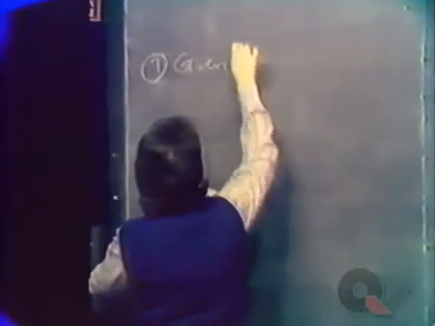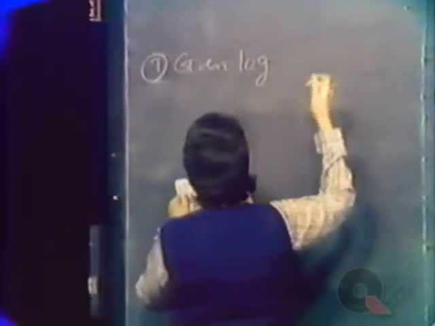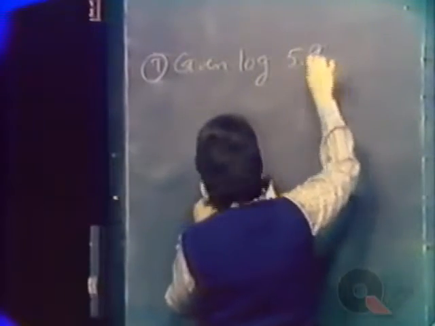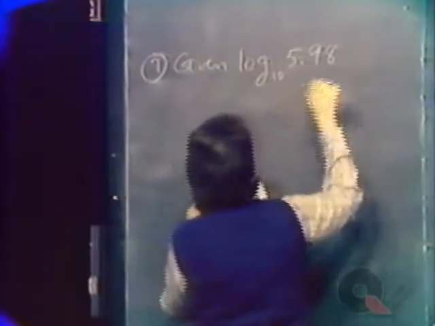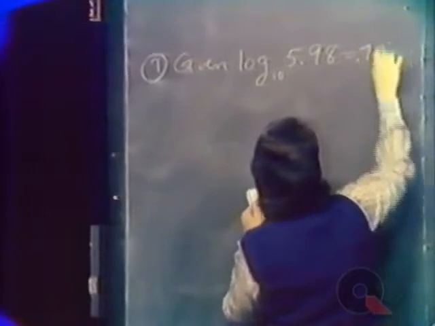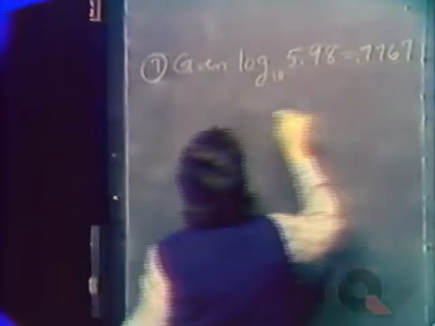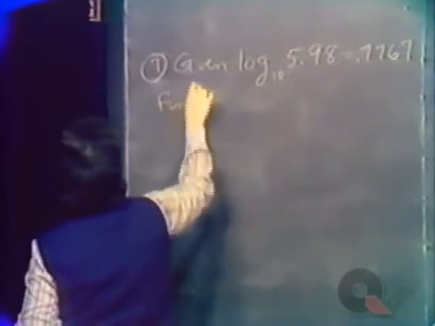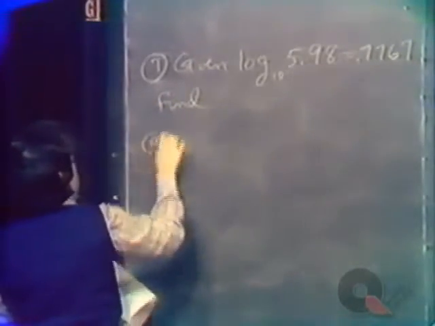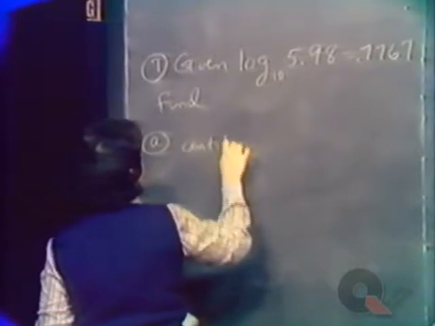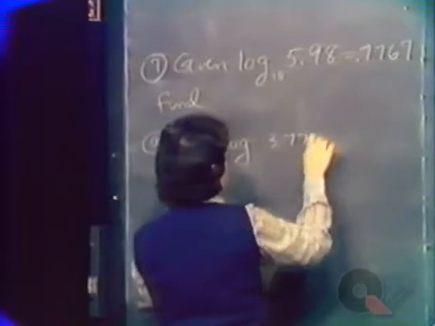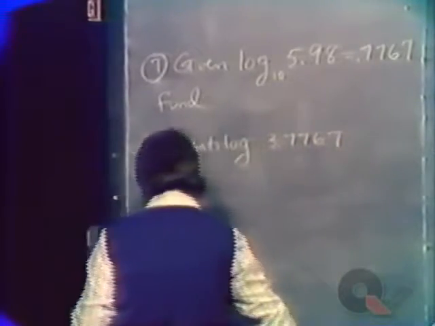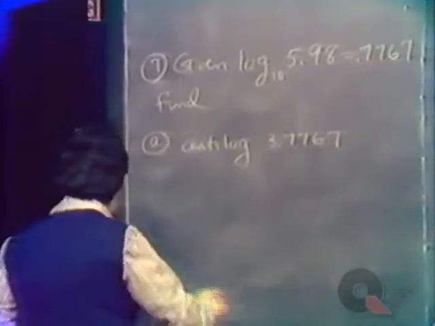So, I'll give you the table value. Given that the log of 5.98 to the base 10 is 0.7767, I want you to find A, the antilog of 3.7767. Okay, and in B we'll have another one.